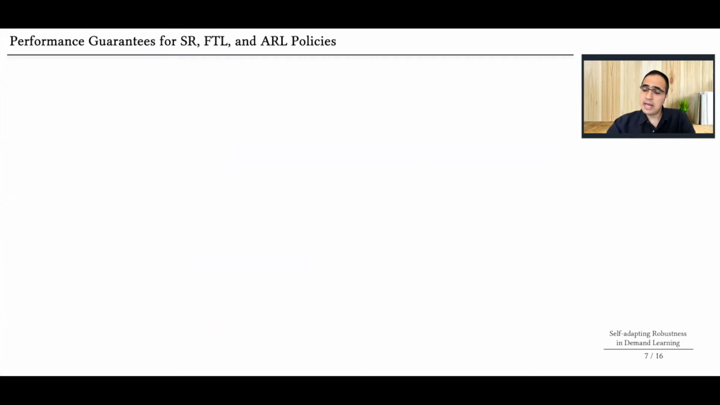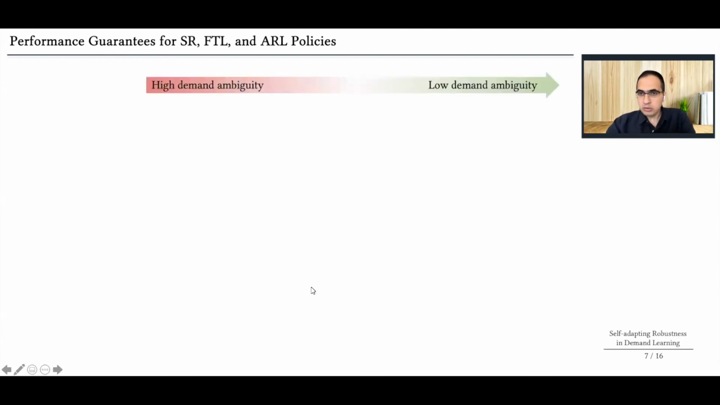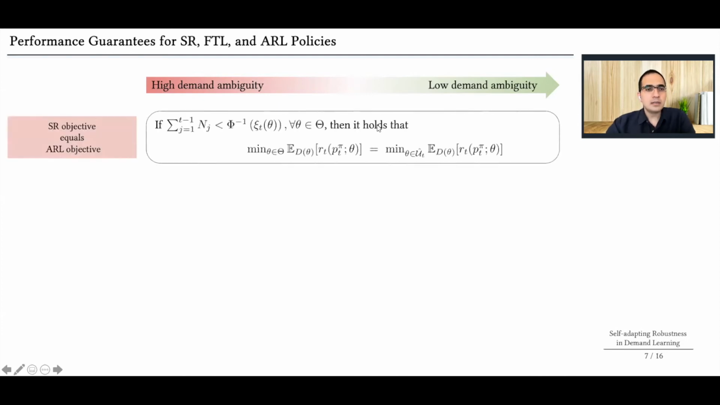Now, using the ambiguity set that we discussed and the ARL policy, we explore how the performance of SR, FTL, and ARL policies compare. Let's go back to the spectrum we discussed with the red region of high demand ambiguity and the green region of low demand ambiguity. When the volume of data is low for all demand parameters, it means that we cannot eliminate demand parameters from the ambiguity set. Therefore, the SR objective equals the ARL objective. This is the comparison between SR and ARL in the red region.